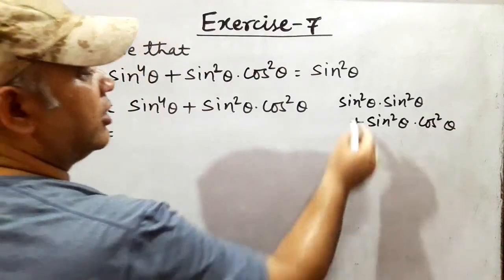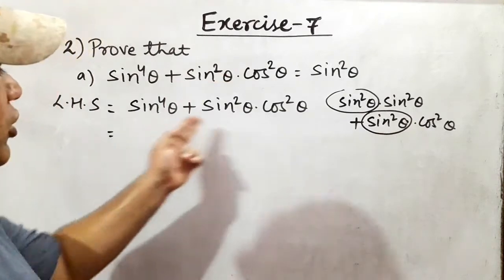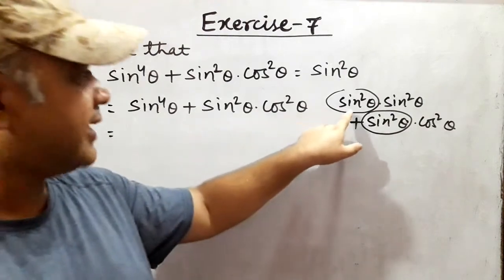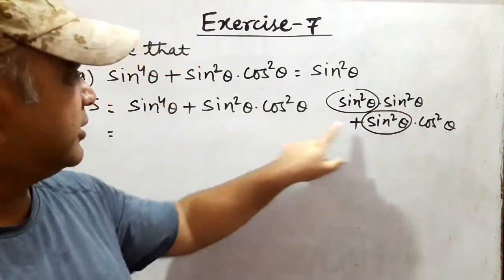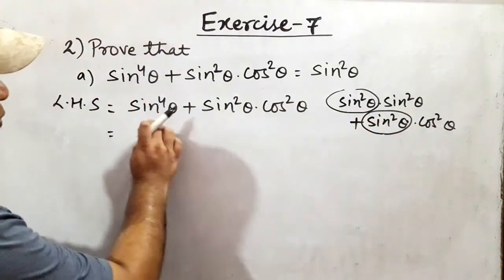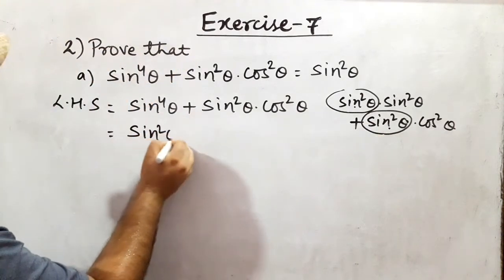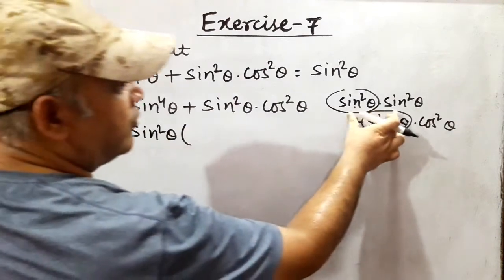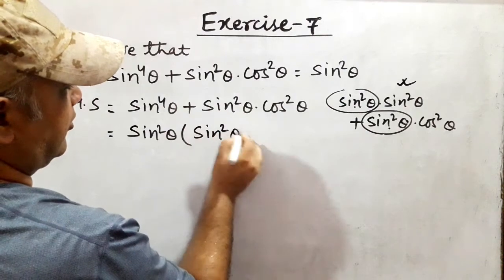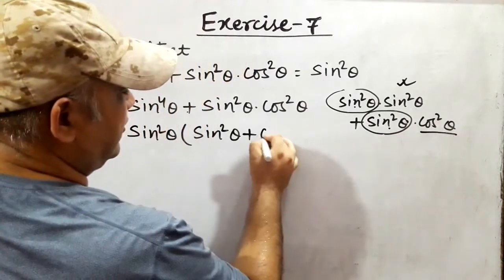So what common can we take? We can take the common sin square theta. From these both terms, we can take the common sin square theta. Say sin power 4 theta can be written as sin square theta into sin square theta plus sin square theta into cos square theta. So from these both terms, we have sin square theta as common. So let's write sin square theta as common. Now from this term, we have the remaining sin square theta plus, and from this term, we have the remaining cos square theta.